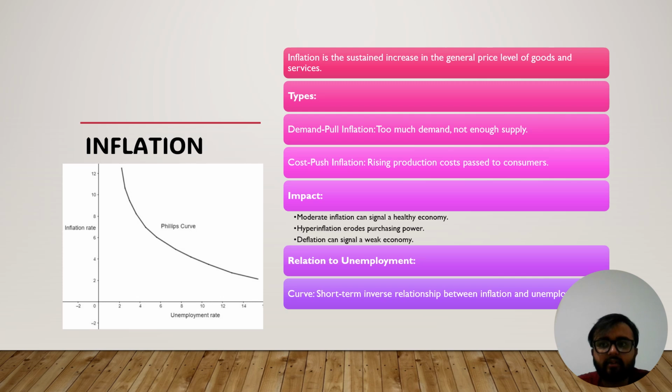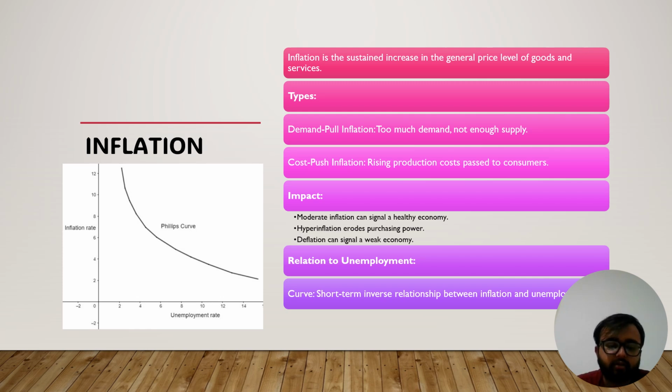The other one is hyperinflation. That means that when the purchasing power of a person reduces, that is known as hyperinflation. For example, if today I can buy 10 goods for $100, after 5 years I would be able to buy only three goods for $100. That is known as hyperinflation. The third one is deflation. It can signal a weak economy because the prices of goods are falling gradually and there is not enough demand for the particular good because the income levels are low.